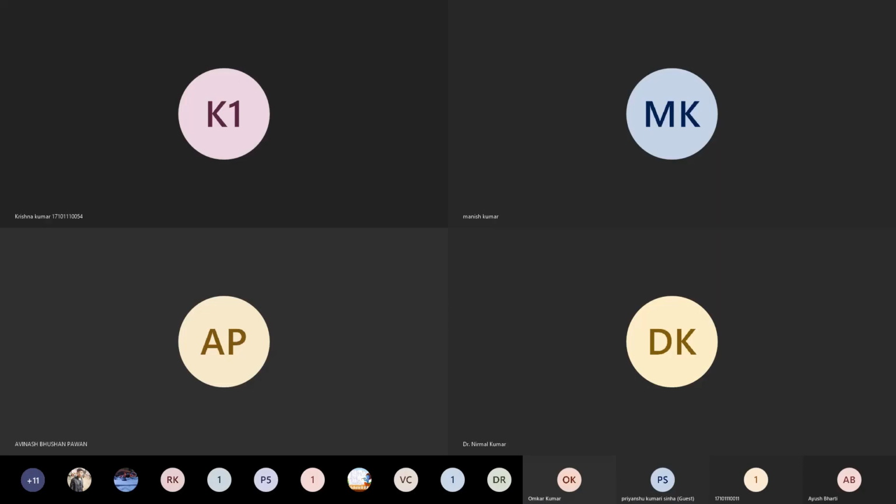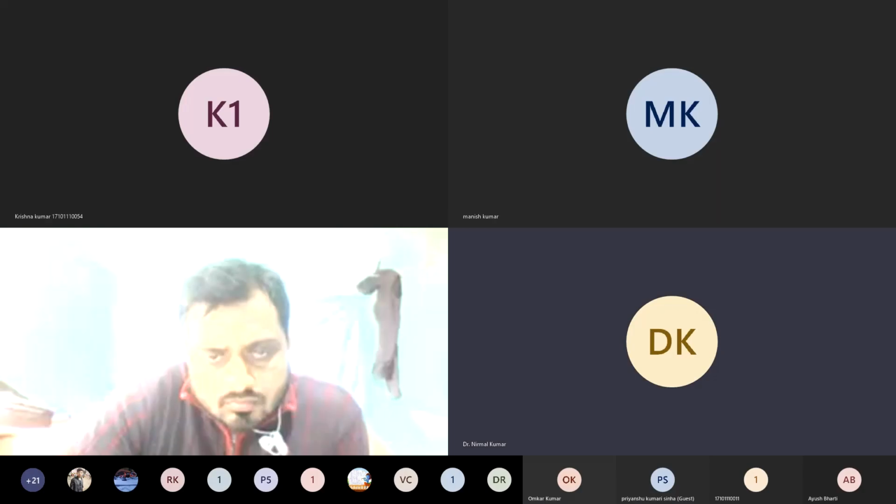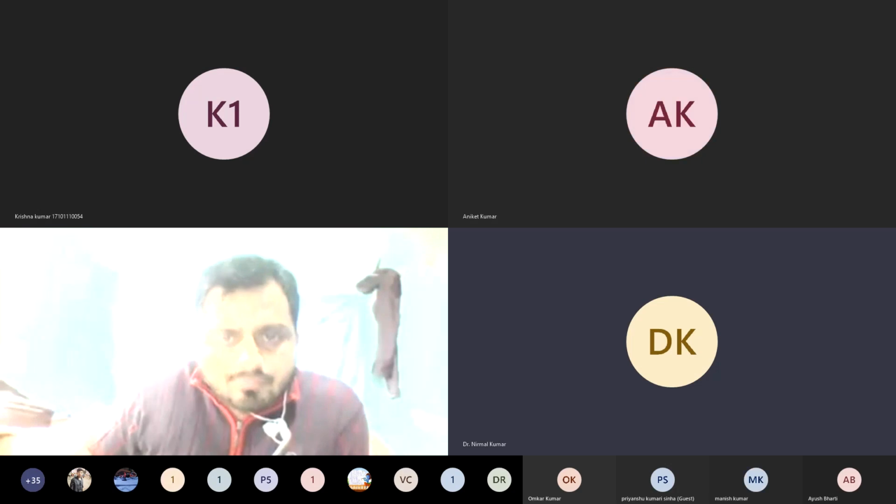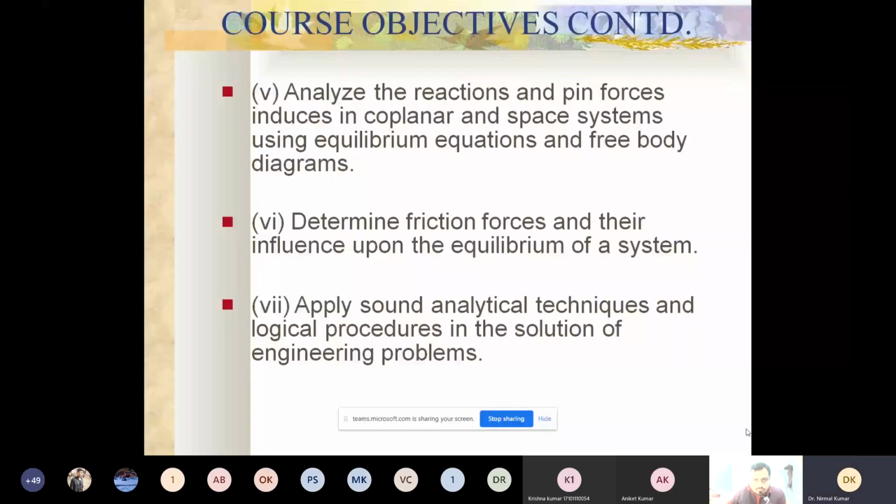Diagram. Determine frictional forces, यह भी इसका स्कोप में है, and their influence upon the equilibrium of the system. Apply sound analytical technique and logical procedure in solution of engineering problems. This is the course objective that a student should mind it, note it in your memory.